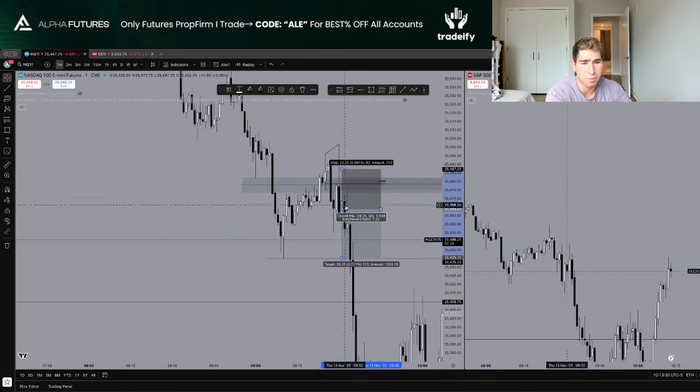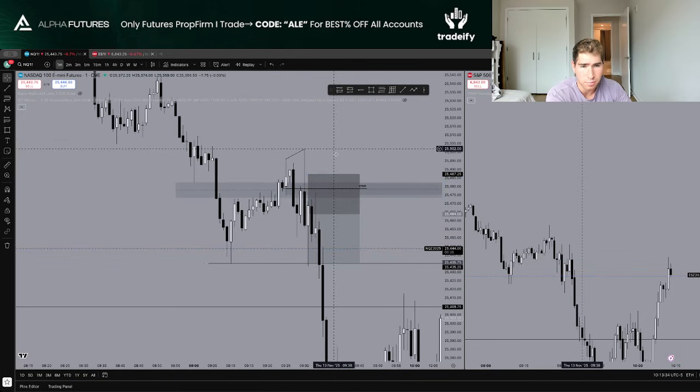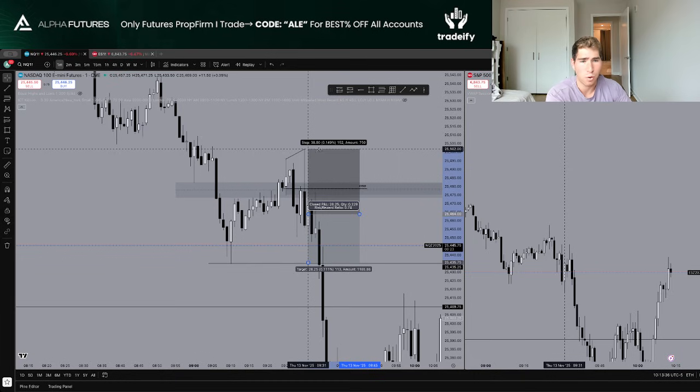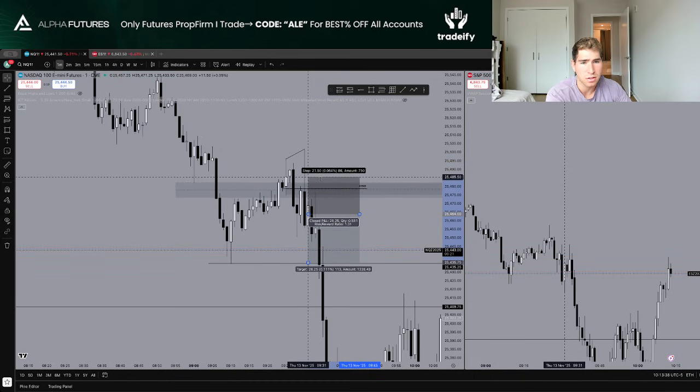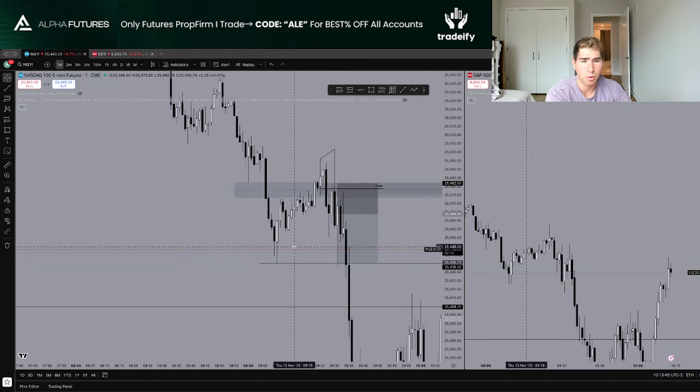If price wanted to push any higher, I would have been willing to re-enter the trade. I just didn't want to risk 40 points to catch 30. Doesn't make any sense. So stop loss was right around here, right above the CISD. I didn't want price to retest it. Take profit at the internal low.